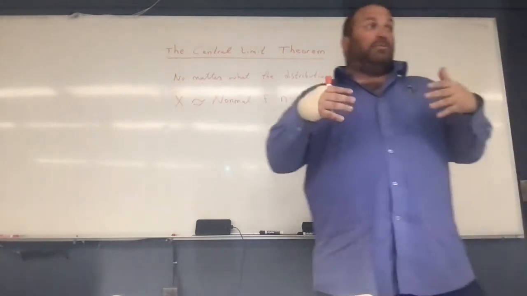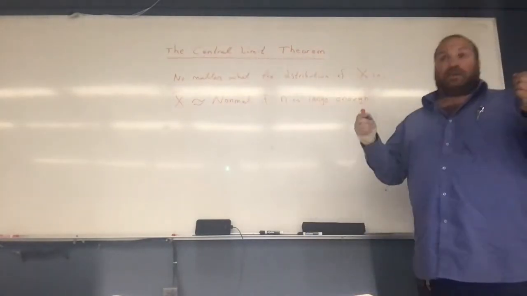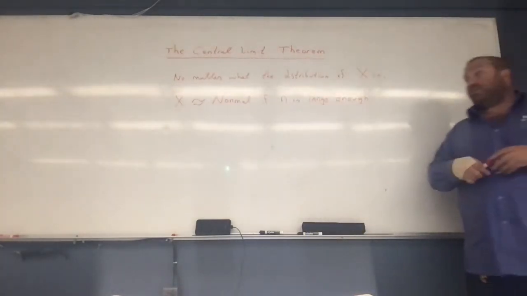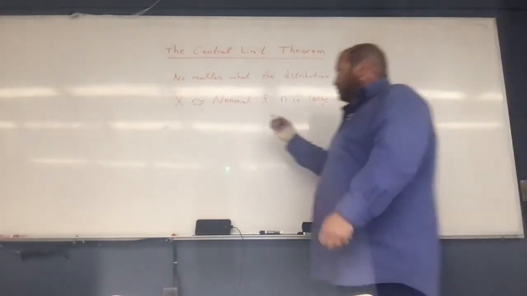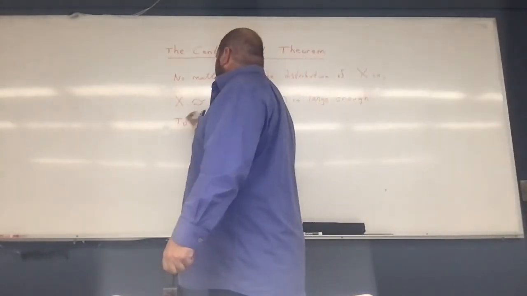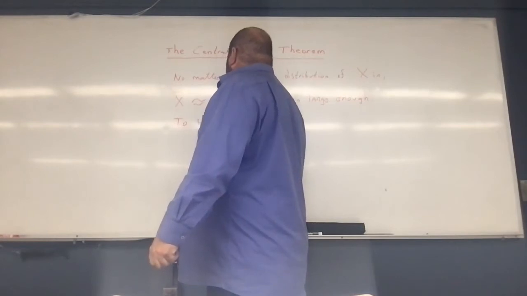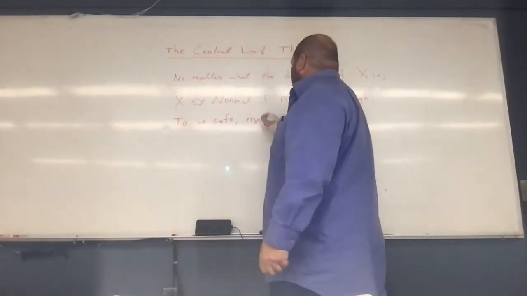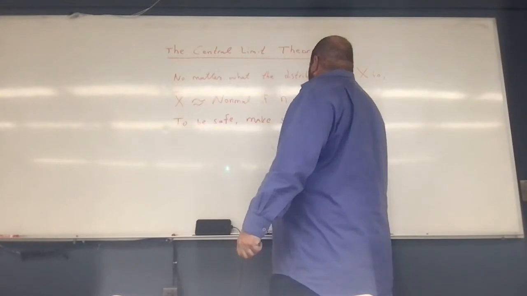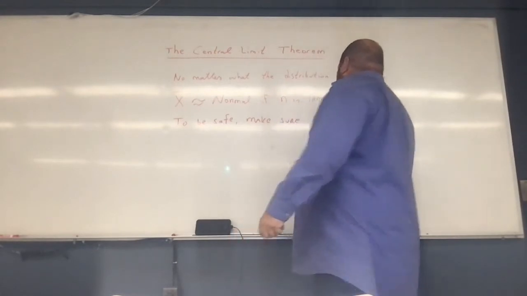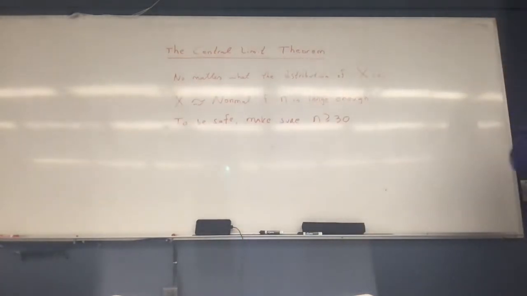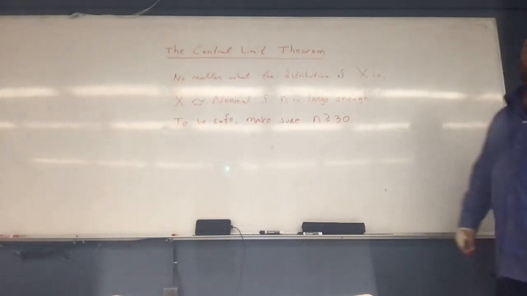Sometimes it only took n to be 4 or 5, and it looked like a bell curve. Sometimes 10, sometimes more. In general, to be safe, make sure n is greater than or equal to 30. This is the general number that I found in most textbooks. Some textbooks use 40.